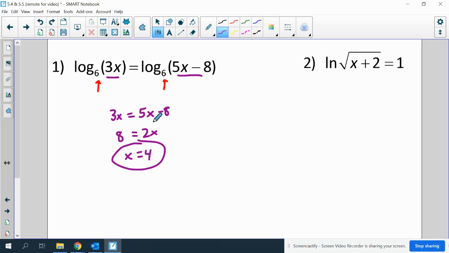It's very important to just make sure that your x value will make these work. So if I plug x in, I did end up getting 12. So log base 6 of 12 equals log base 6 of 12.